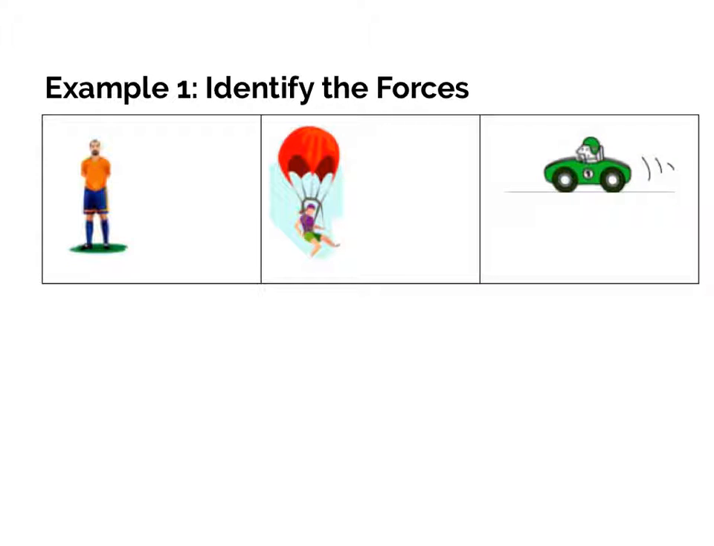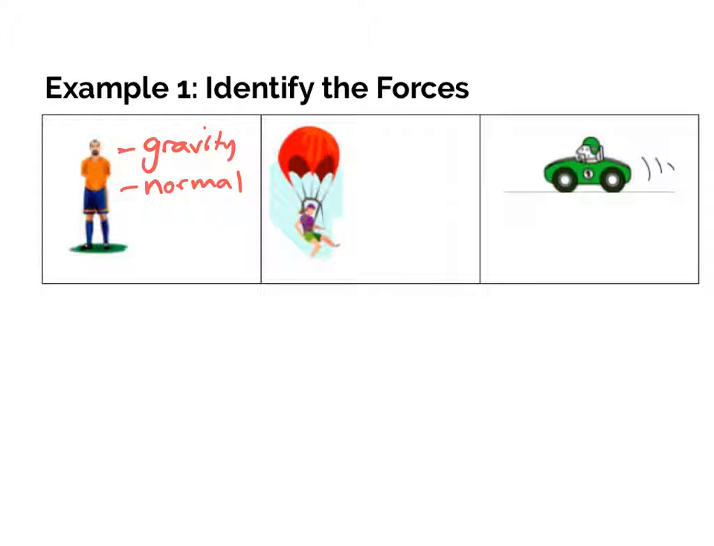So the first thing we need to do is be able to identify what forces are acting on an object. So let's say I have these three diagrams. First one, I have a guy that's just sitting or standing on a surface. So what forces would be acting on him? So if I look at the forces, obviously we'd have gravity, because gravity is always going to act on an object, and gravity is going to pull something downward. So I have gravity.